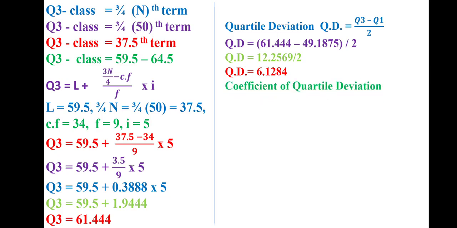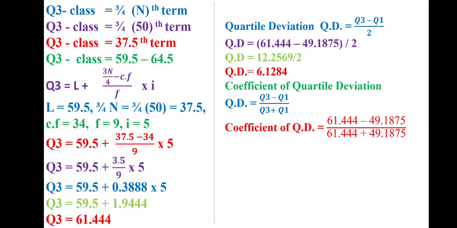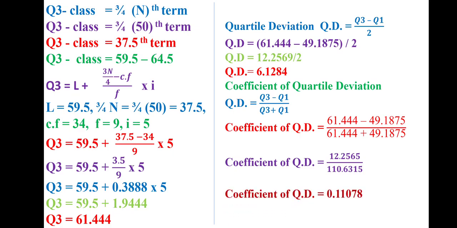Now we are going to find the coefficient of quartile deviation: Q3 minus Q1 divided by Q3 plus Q1. The Q3 value 61.444 minus the Q1 value 49.1875, divided by 61.444 plus 49.1875. Then you get 12.2565 divided by 110.6315. Dividing this value, we get 0.11078. This is the way the quartile deviation and its coefficient are calculated.